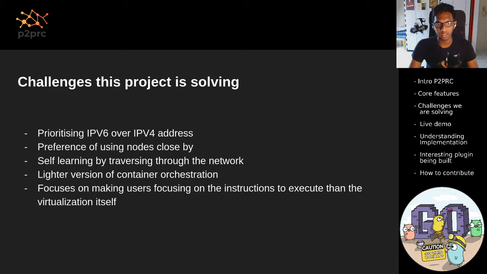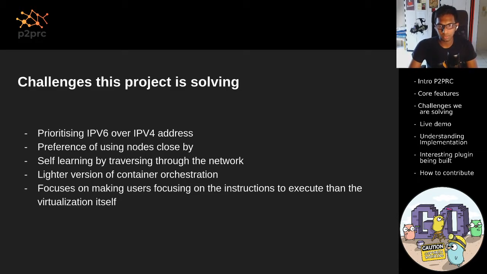The fourth point is a lighter version of container orchestration. Technically you can think of this project as a lighter version of Kubernetes, but more focused on peer-to-peer networks. This means that if you're a person who commonly uses CLI applications, there's almost no learning curve, and it's pretty straightforward to use and set up. Nothing much to learn about.